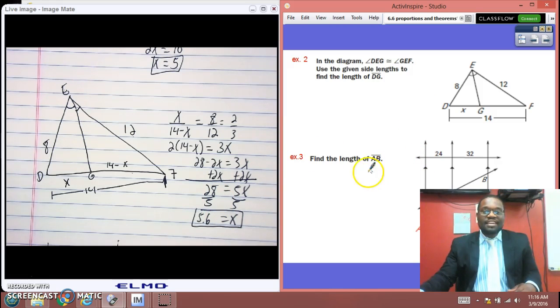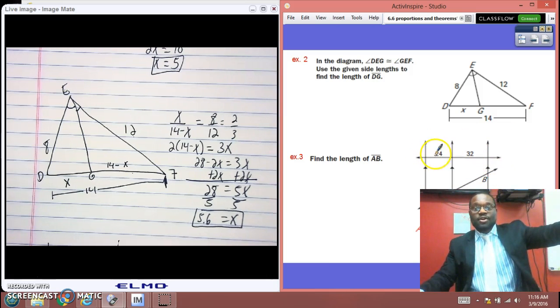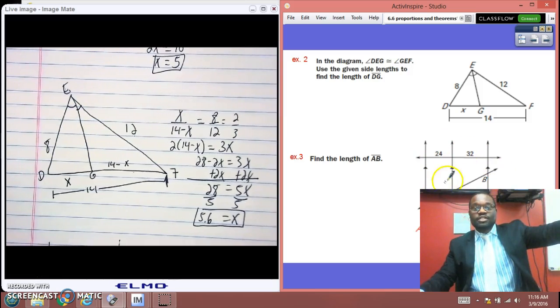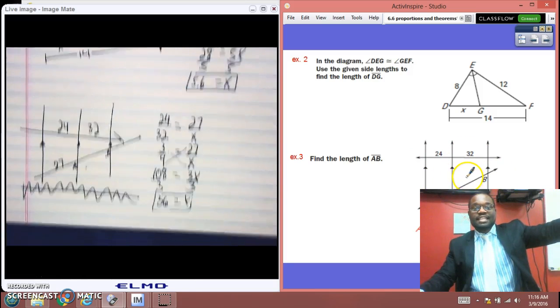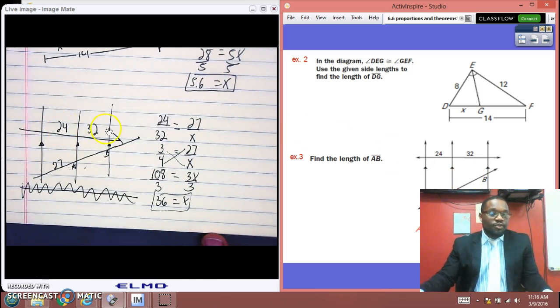Here, they want us to find the length of AB right here. And since I have 3 parallel lines, remember the rule said you take this part over that part equals 27 over the blank. And that's exactly what I did over here. 24 over 32 equals 27 over x. Yes, I could have said 32 over 24 equals x over 27. That also would have worked. Again, I reduced, cross multiply, and solve, and you get AB is 36. I don't know if y'all can see that right there. It's actually showing on there.